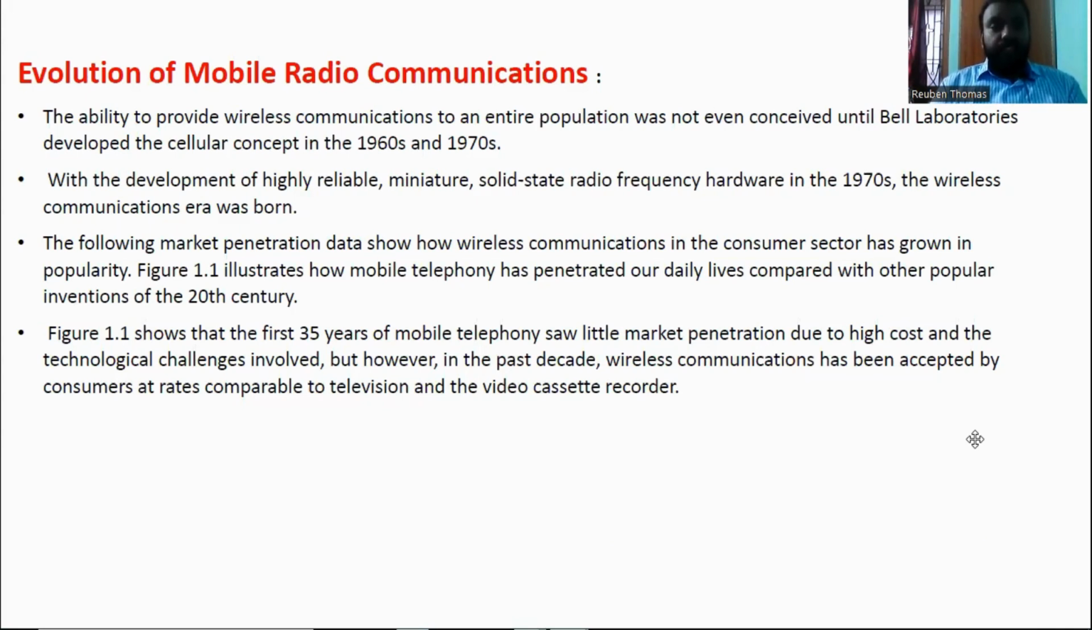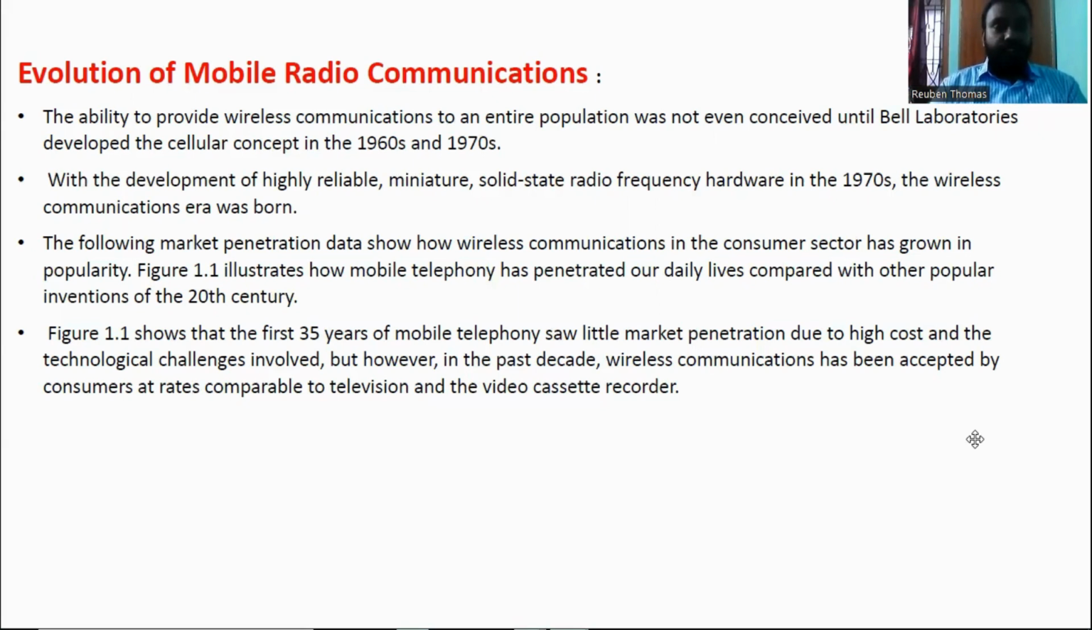And then with the crucial development of highly reliable miniature solid-state radio frequency hardware in the 1970s, the wireless communications era was born. When the wireless communication era was born, it was said to be very difficult to follow up and to continue. But the following market penetration data shows how wireless communication in the consumer sector has grown in popularity.